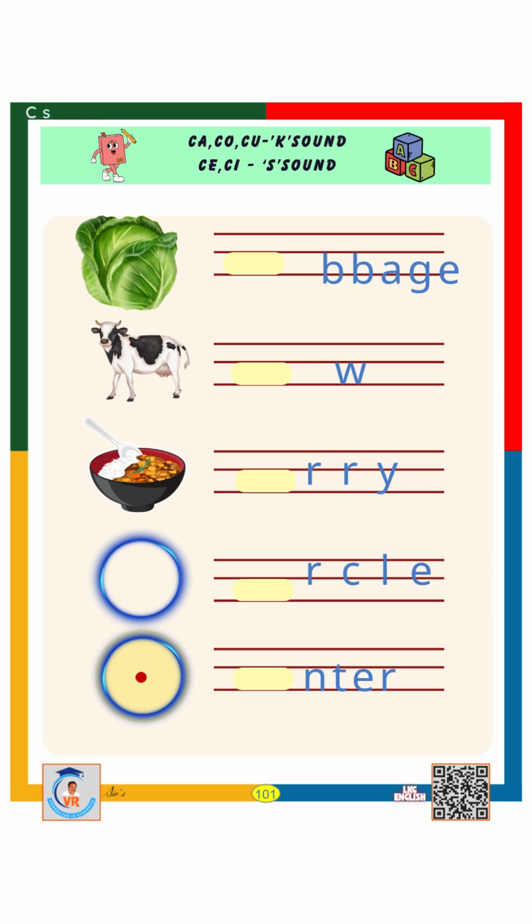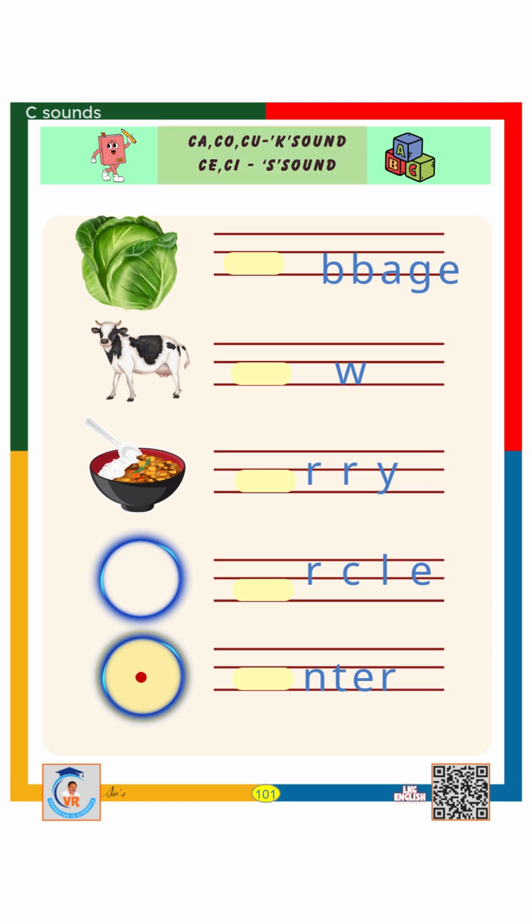Look at the C sounds. C sounds: the K sound at CA, CO, CU. CE, CI gives the S sound. K sound, S sound. K sound, S sound.